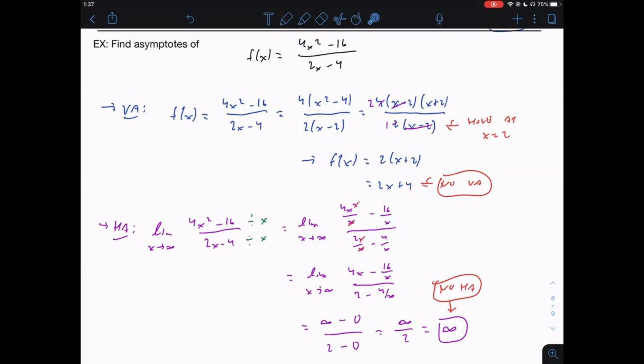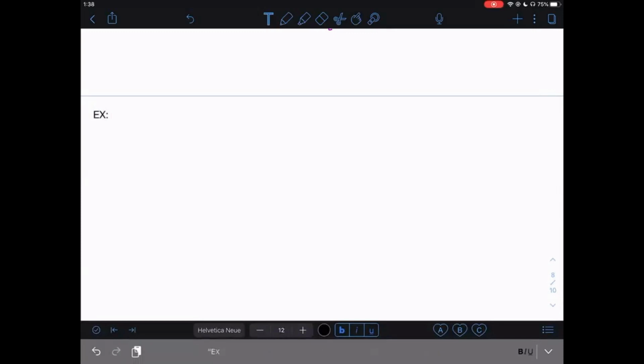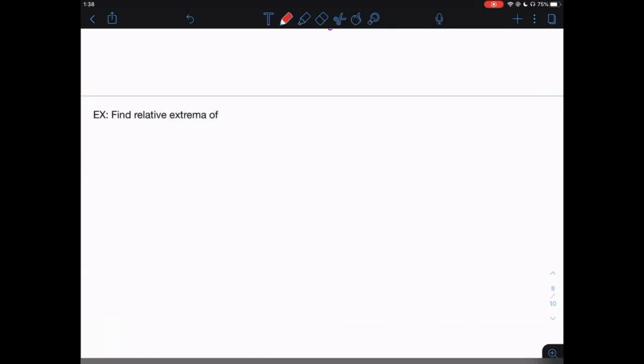So let's see. Let's do 2 examples here. 2 or 3 maybe. 2 should be good. All right. So let's start with one example here. Let's actually do one that we already did before. All right, let's find the relative extrema of an earlier example that we did, whose asymptotes we already found.